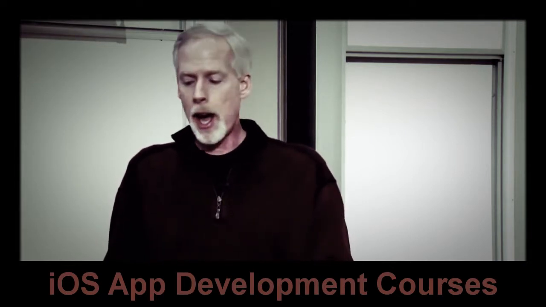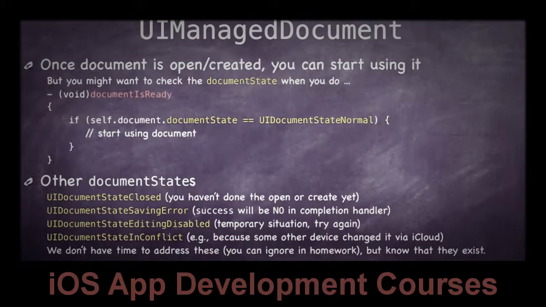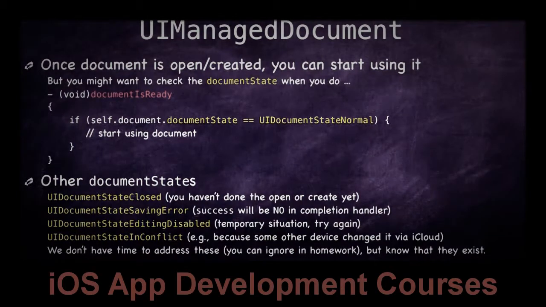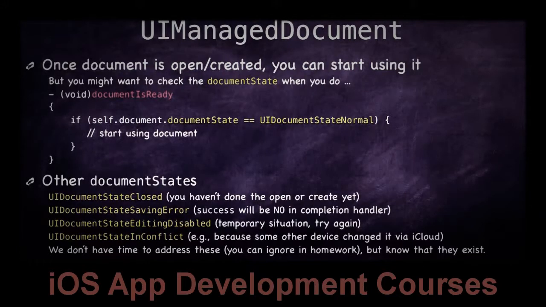So now what does that document is ready method look like? It looks something like this. One thing I might do at the beginning of my document is ready is check the state of the document to see if it's in the normal state. Normal state means this guy's ready to go, okay? What other states could it be in? Well, it could be in the state closed. Closed means you haven't opened it yet or you haven't created it yet. In either case, it's going to be closed.